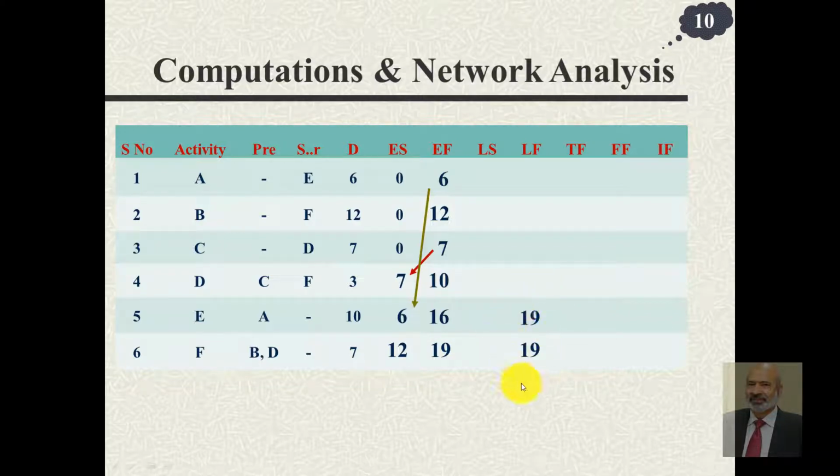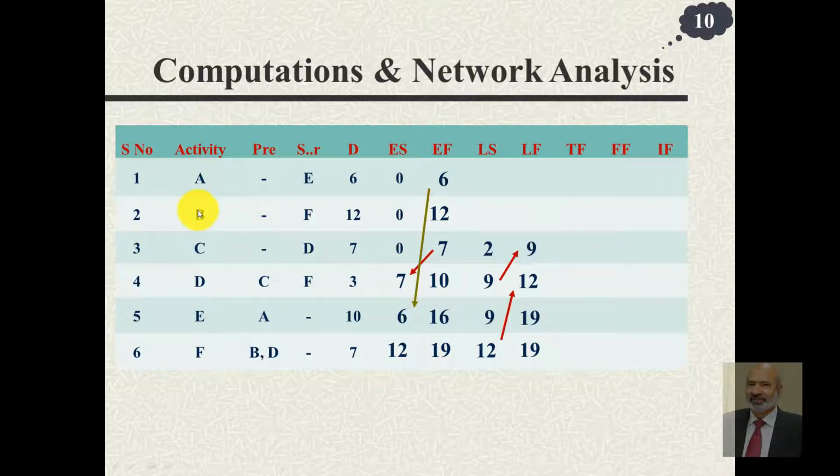Now having known these latest finish times, subtract the durations, you get 12 as the latest start time of F and 9 as the latest start time of E. Now coming to D, D is followed by F, so the latest start time of F should become the latest finish time of D. This 12 comes here, subtract 3, you get 9. C is followed by D. D latest start was 9, so this 9 becomes the latest finish of C. Subtract 7 from it, we get 2.